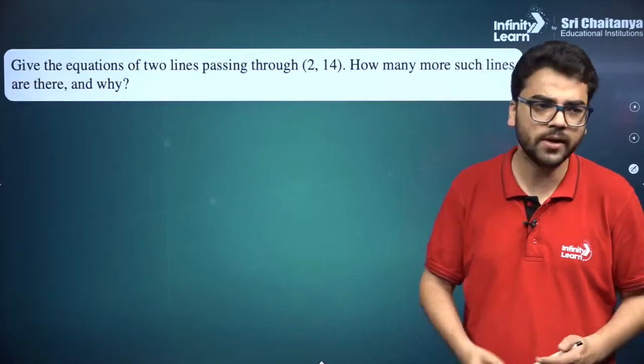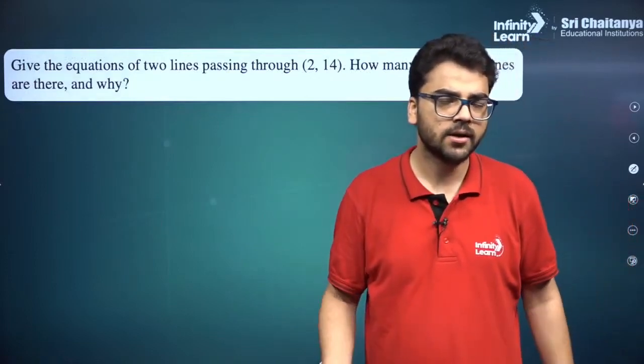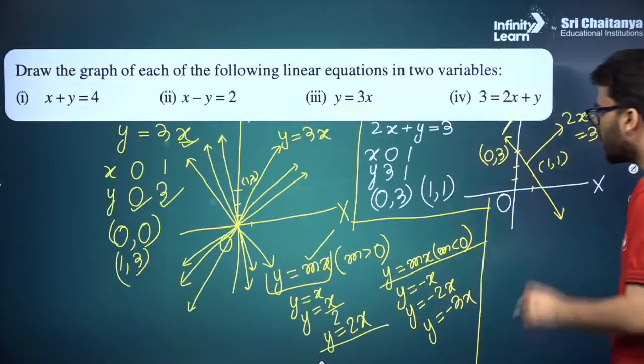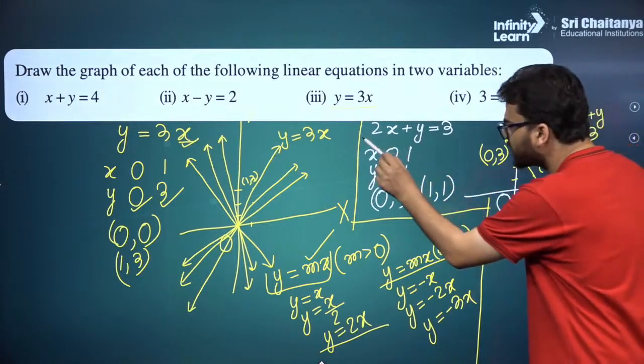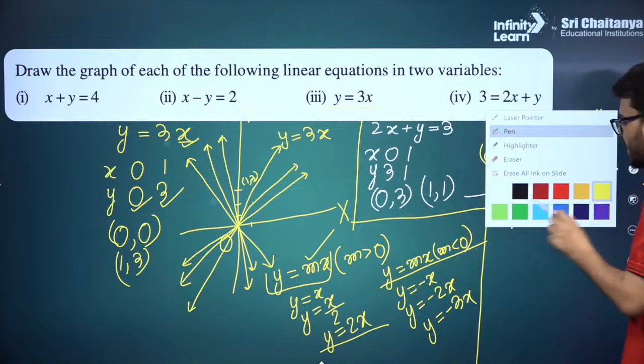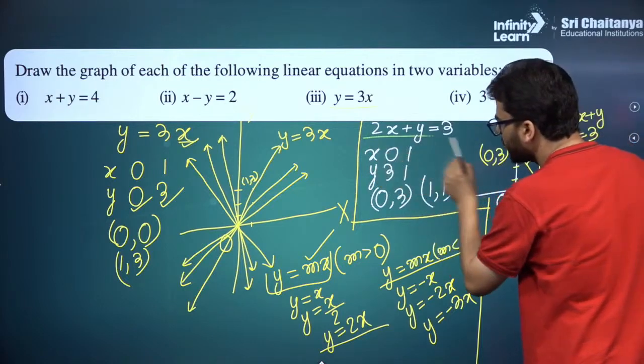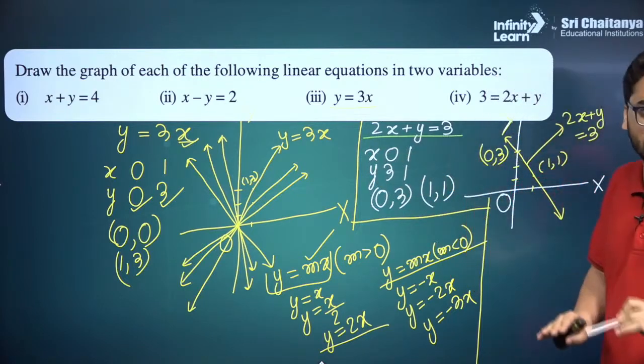Questions are like this only. Let's try to do this one. Sweetie, okay, no problem. In order to draw the graph, Sweetie, you know that its graph is going to be a straight line only because it is a linear equation in two variables, so its graph is going to be a straight line only.